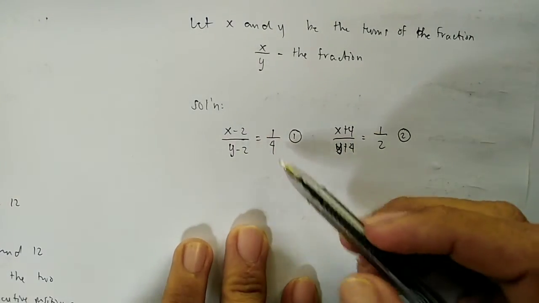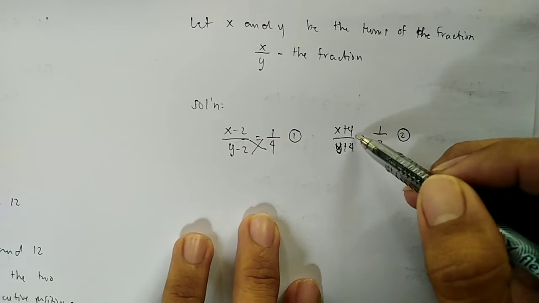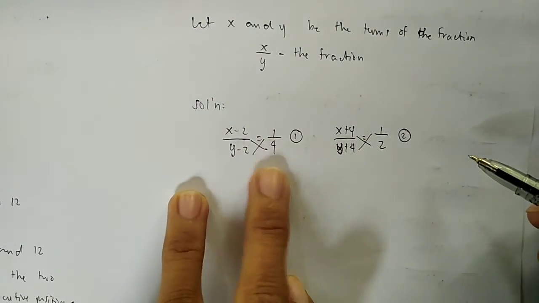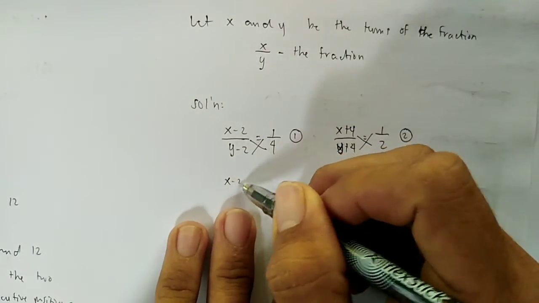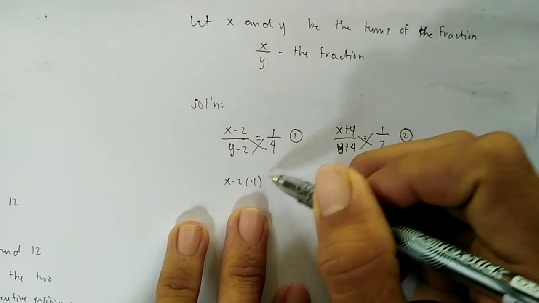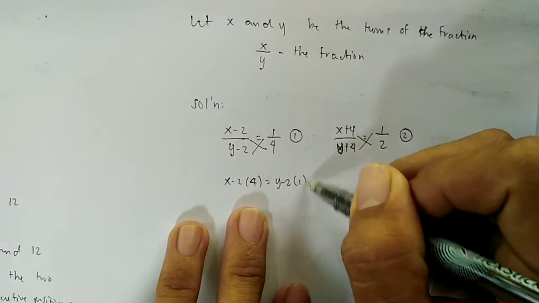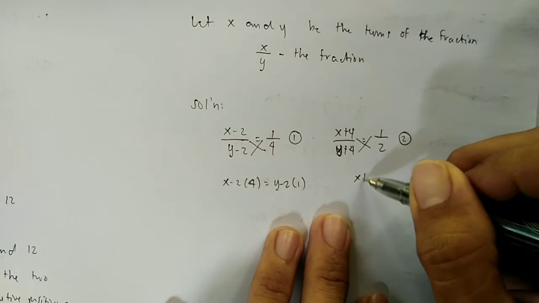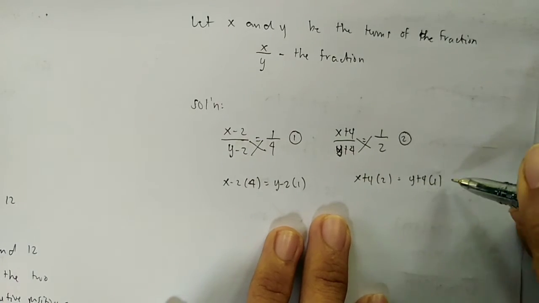So we have to simplify this one. We have to cross multiply the term from the left side and the right side. So x minus 2 times 4, and we have y minus 1 is equal to y minus 2 times 1. Then the other equation, we have x plus 4 times 2 is equal to y plus 4 times 1.